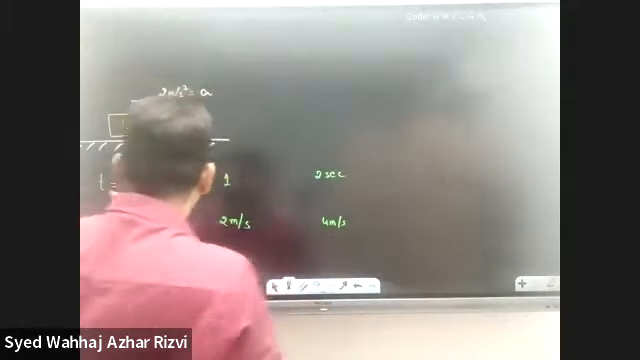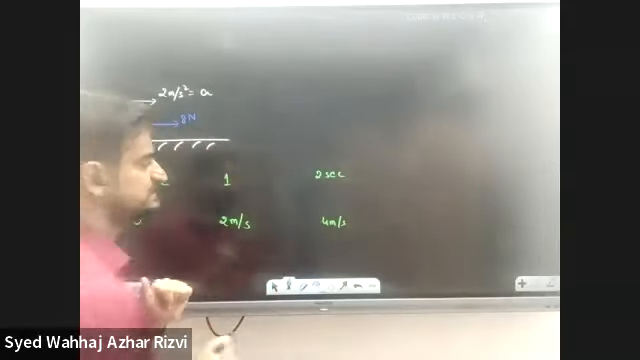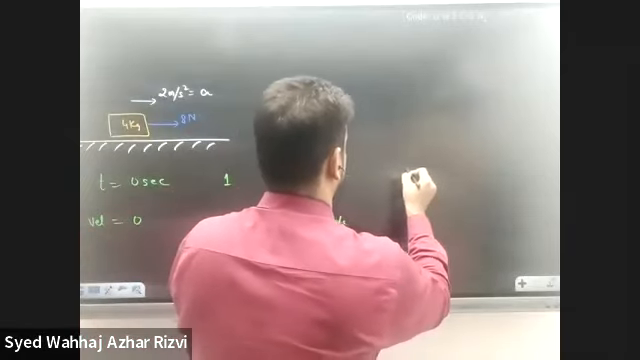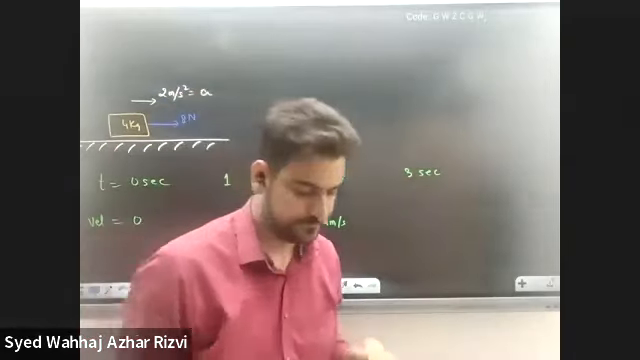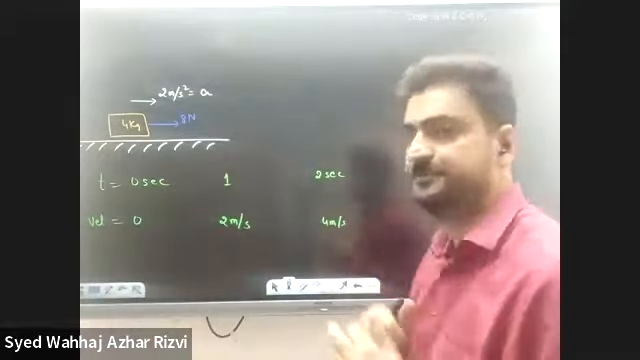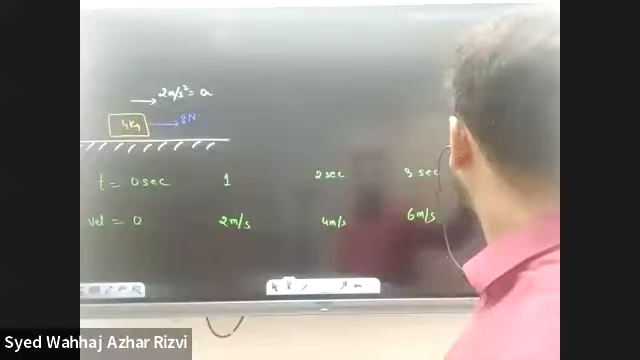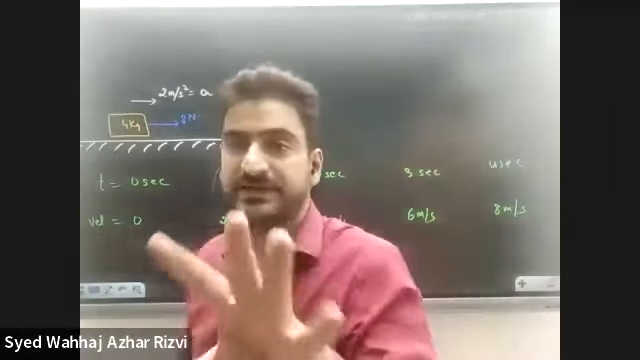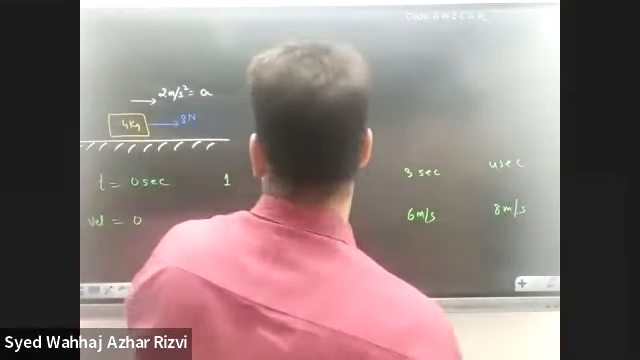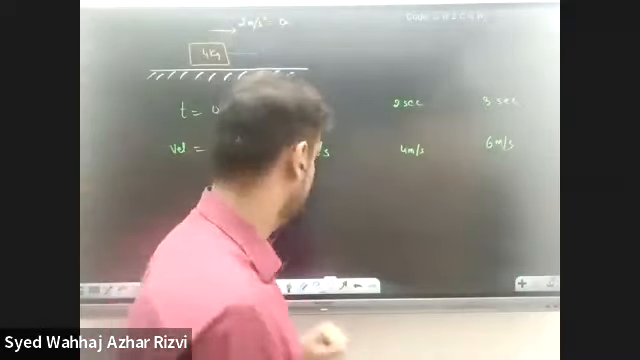Okay? So at 0 seconds, the speed was zero. After 1 second, the speed was 2 meters per second. After 2 seconds, the speed was 4 meters per second. What is its speed going to be at 3 seconds? Can you tell me? Yes, it's going to be 6 meters per second. Then at 4 seconds, what is the speed going to be? 8 meters per second. So in every second, its speed is going to increase by 2 meters per second. That's what's going to happen with it. So the force is causing this body to accelerate. Okay?